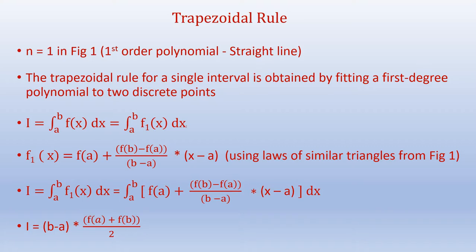So I equals integral a to b f1 of x dx. Here we substitute f1 of x into the integral. So we get integral a to b f of a plus f of b minus f of a divided by b minus a times x minus a dx. When you simplify this integral, we get I equals b minus a times f of a plus f of b divided by 2, which is the final form which we need to use for the trapezoidal rule.